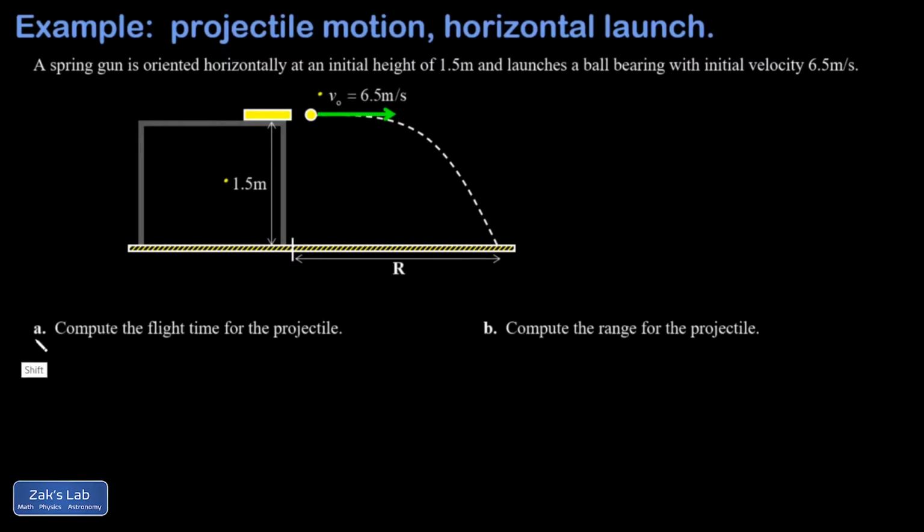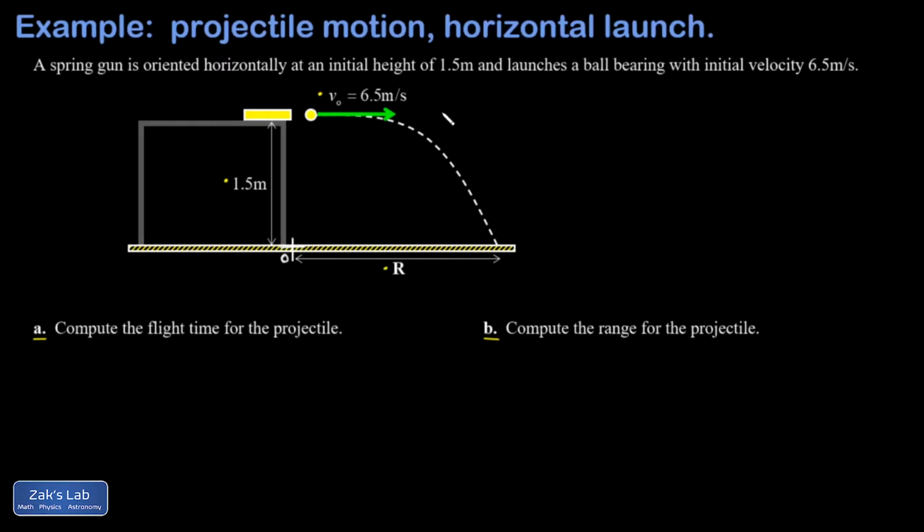We want the flight time, so the time before it hits the ground, and we want the range for the projectile, which is labeled in the diagram. Range means the horizontal distance for the flight. So one thing I've already put in the diagram is where I'm choosing to put my origin. I put it on the floor, right under where the ball is released from the spring gun. So I'm going to call that y equals 0 and x equals 0.